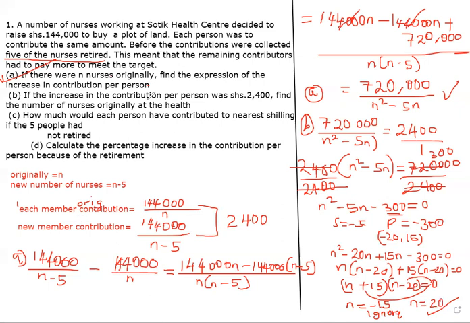So if the increase in contribution per person was 2,400, find the number of nurses originally. So n is equal to 20. Remember when you said that original number is equal to that.